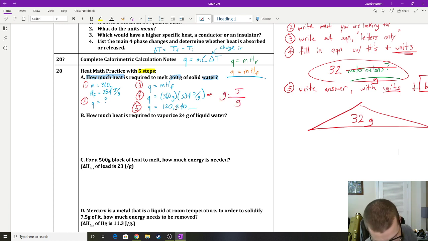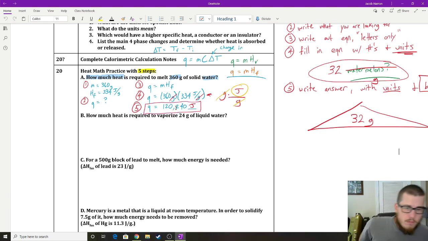And so what's going to happen to grams? Well, it gets canceled out. And so what I'm left with is joules. So I'll show you that again up here. Grams goes away. I'm left with joules. So my answer is going to have units of joules. And what do we do with it? We box it. Always box your final answer.